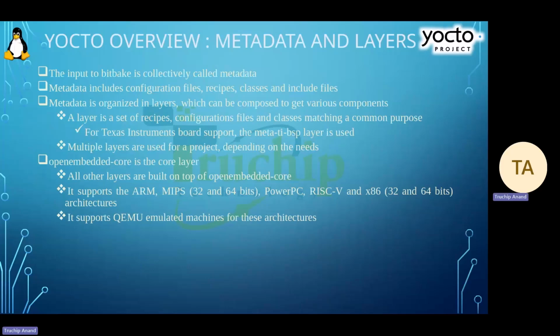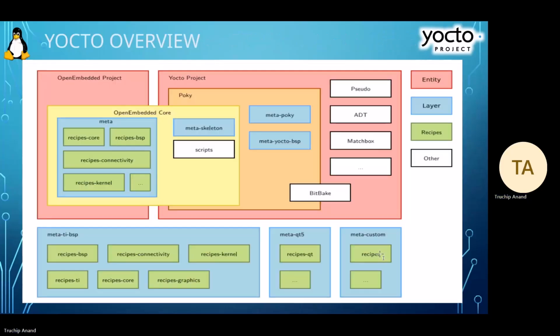For example, if you take OpenEmbedded Core, this is about the metadata. Coming back to the layer is very important. All the necessary entities that you want to combine will come in the form of a layer. OpenEmbedded Core is one such core layer that is present in Yocto, and it will support multiple architectures. Other than that, it will also let you use QEMU emulation. That's one of the main things which I wanted to stress here.